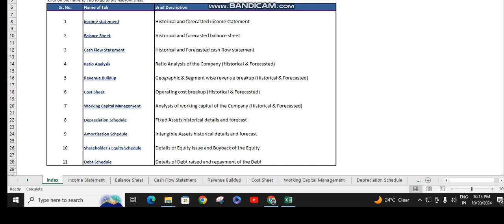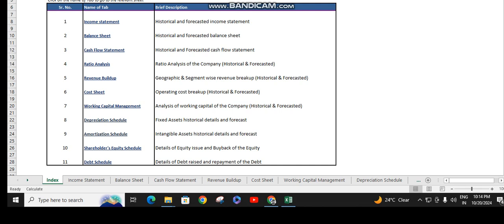So this is the summary tab for the financial model. You can say it's the index tab, and these are the tabs in it. The first one is the income statement, that is the historical and forecasted income statement. Then we have the balance sheet, historical and forecasted. Then the cash flow statement, historical and forecasted. Then the ratio analysis of the company, historical and forecasted. And this is the revenue build-up, like geographical segment and segment-wise revenue breakup. Then we have the cost sheet, the operating cost breakup, historical and forecasted.